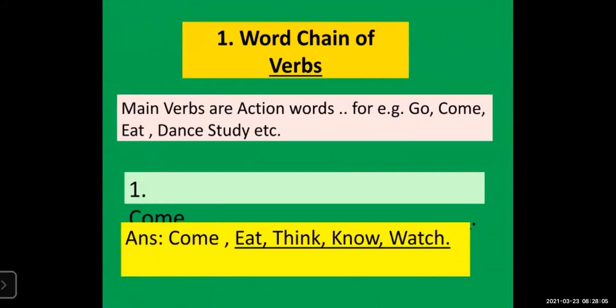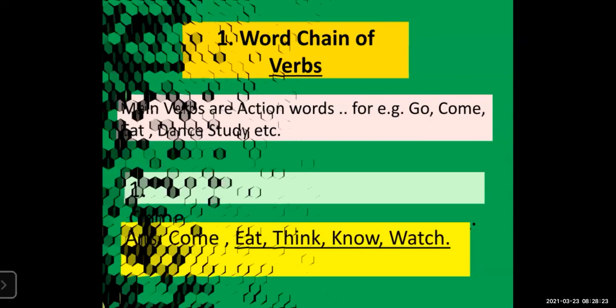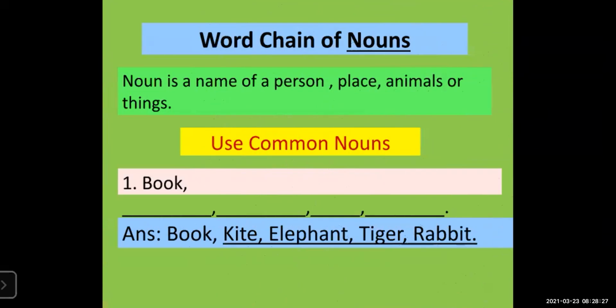Okay, so here we have completed this activity of word chain. Within a minute, I'll revise. First of all, you have to complete the word chain of verbs. Verbs are action words, which show action. You have to use only verbs: come, eat, think, know, watch. After this, we have seen the word chain of nouns. Here you have to use common nouns: book, kite, elephant, tiger, and rabbit.